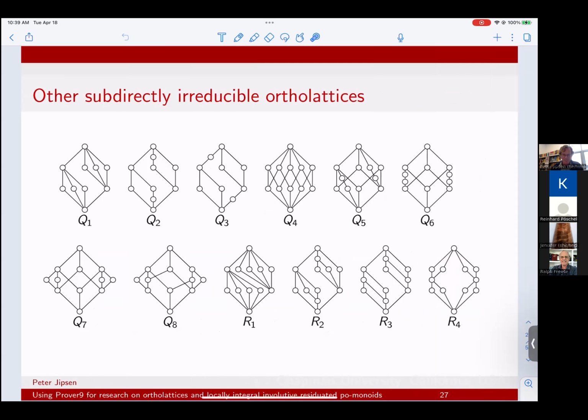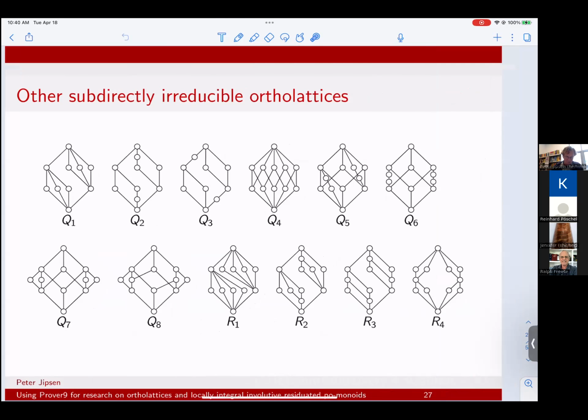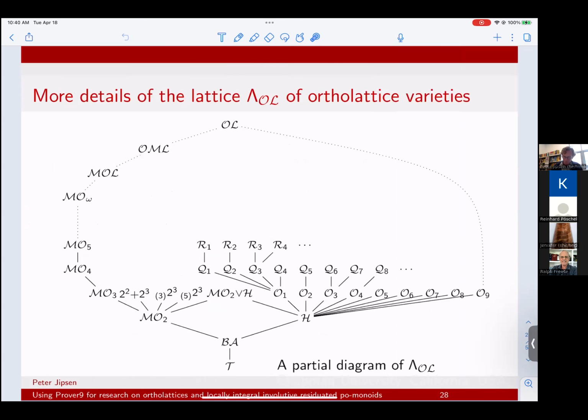When you have a computer, you can find more stuff. So here are additional subdirectly irreducible ortholattices that were found so far. We didn't try to be too complete here, but the picture currently looks like this. There are 9 over here, which is conjectured to be the full list of finitely generated covers. It's unclear whether there will be infinitely generated covers or not.